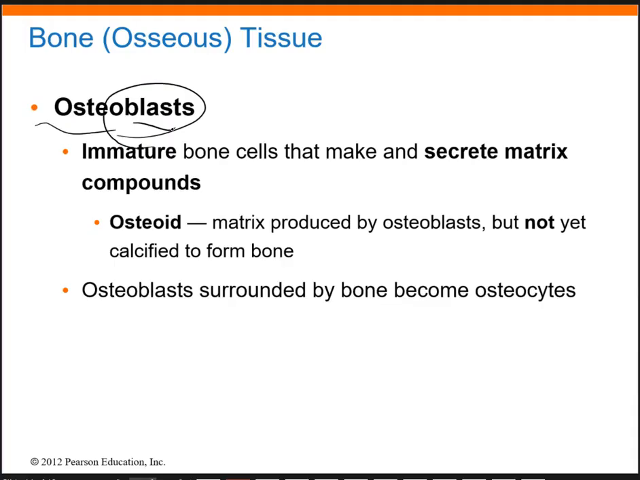Blasts are baby cells that build the bone. So match up the B's: blasts are babies that build. They are immature bone cells that make and secrete the bone matrix compounds.